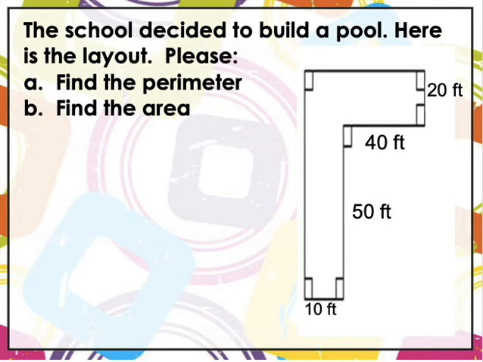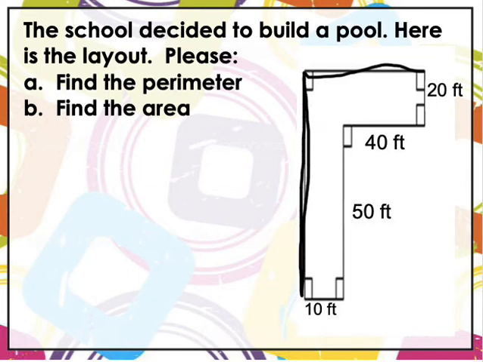Now, let's say our school decided to build a pool, and here was the layout that they decided on. But they wanted us to find out how big the pool was going to be. So they gave us the dimensions that you see here, but you might notice that again, some sides are missing. Our top side up here is missing, and the left side over here is missing.